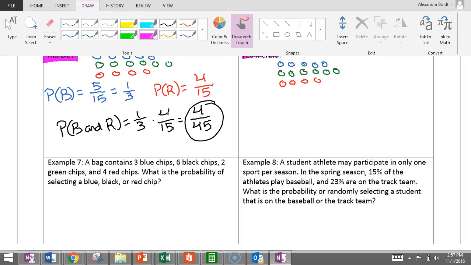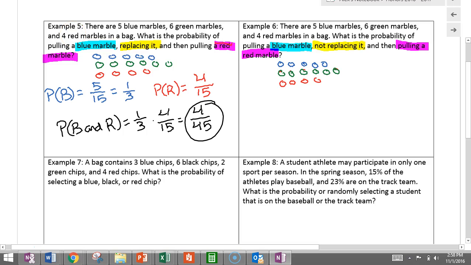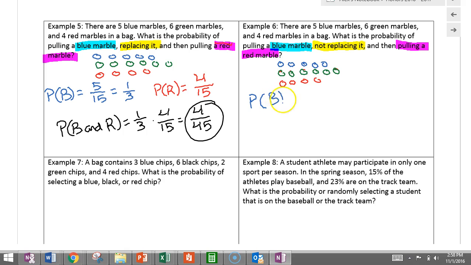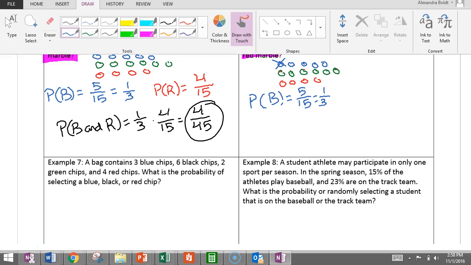So this is dependent probability now. I'm not putting that marble back, right? I'm keeping it. So we still start the same way. The probability of blue is 5 out of 15, which is 1 out of 3. Now, I've picked one of those blue marbles, and I've kept it. So that marble no longer is in the bag.